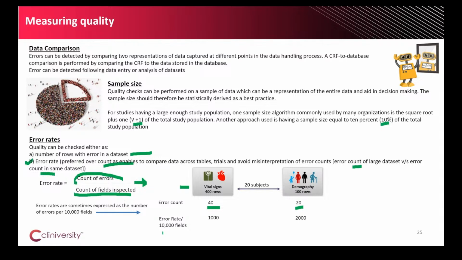However, when you scale it to 10,000 fields, here the denominator was 100 and here it was 400, so the comparison is not very easy. Now when I scale it to 10,000, that means 10,000 rows of vital signs and 10,000 rows of demography. What would be the error rate in 10,000 fields? When you do the math, it comes out to be 1,000 in vitals, but 2,000 in demography. So just by looking at the initial numbers, it gave us a false sense that demography is cleaner than vitals. But when the denominators of both data sets were the same, you realize that per 10,000 fields, the error rate of demography was higher.